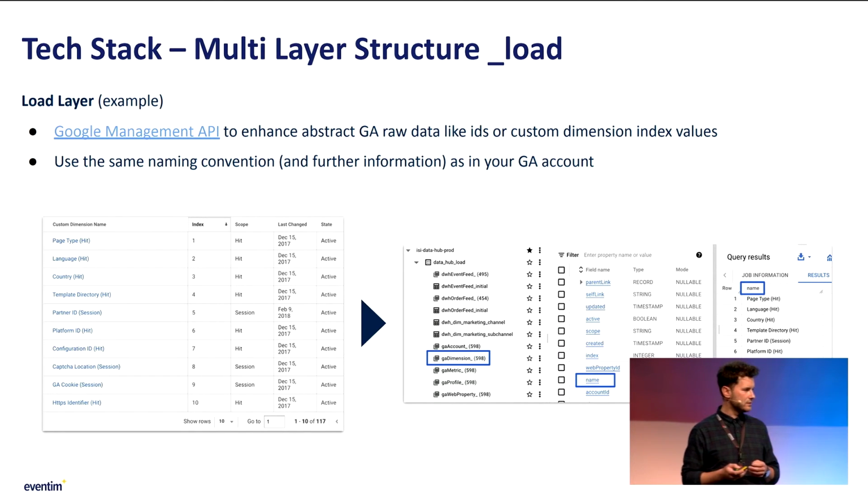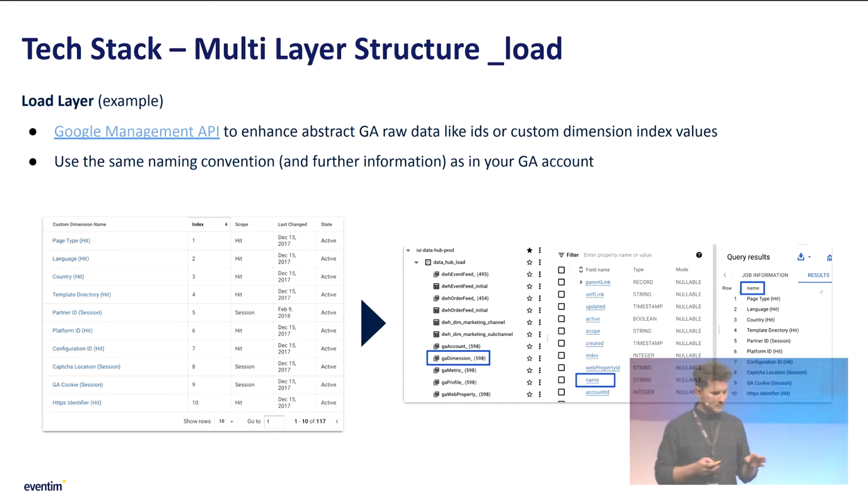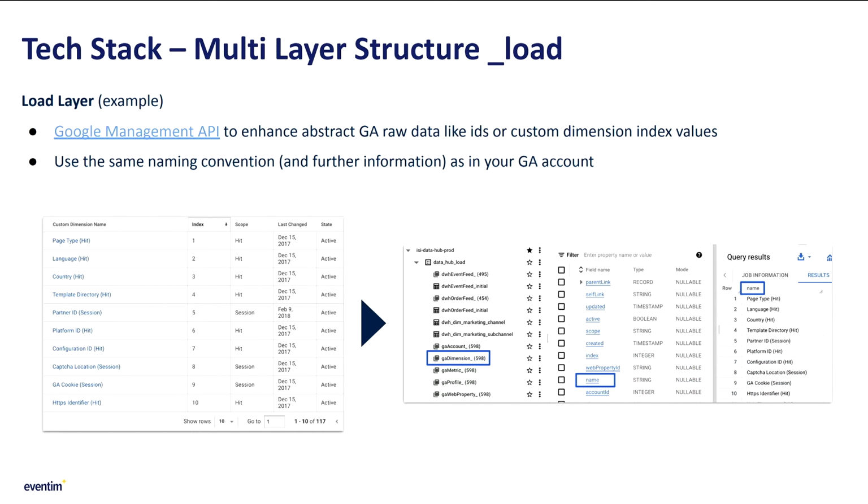On the left side, you see, for those of you who have access to the admin console, the custom dimension setup. Basically, what you see on the left side, there are, I don't know, 117 custom dimensions for this specific property. When you look at the GA sessions data, you just see the index value. So you have like numbers. You don't even know what it is.